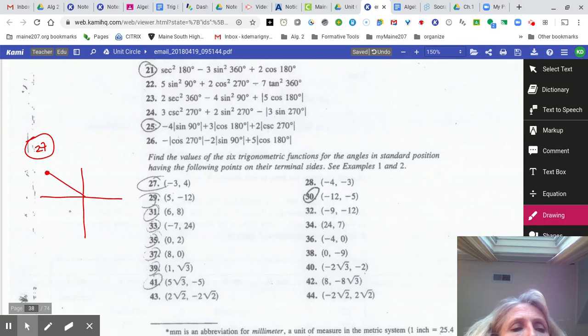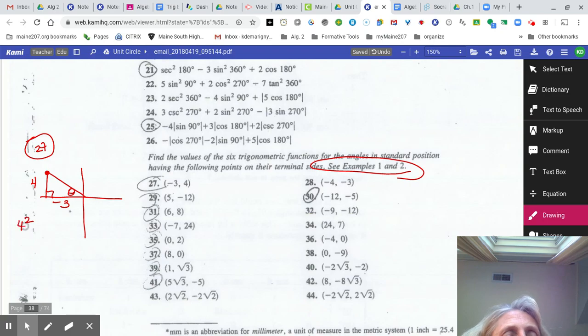So here's what we've done. We've made a reference triangle. This is negative 3, this is positive 4, and here's our reference angle inside. It says to see examples number 1 and 2 if you need to go back and look in the book. But what I need to know is what's the R value before I tell you what the 6 trigonometric values are. So remember, we have 4 squared plus negative 3 squared is equal to R squared.